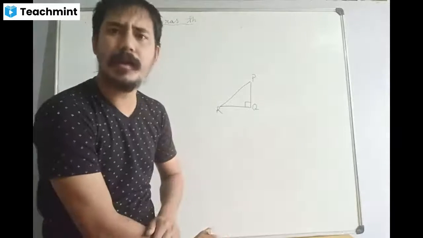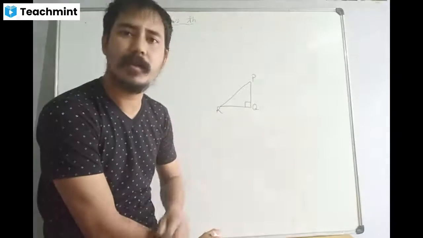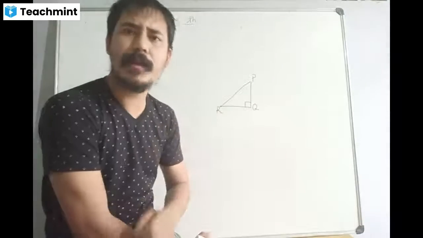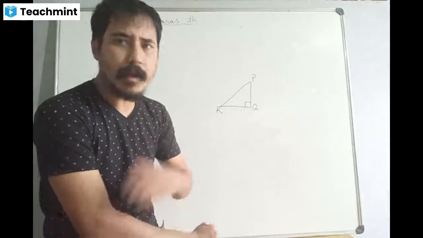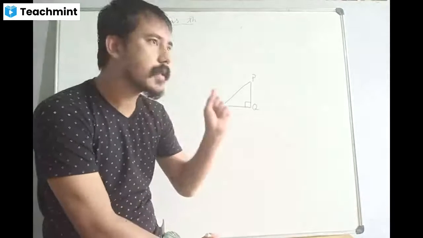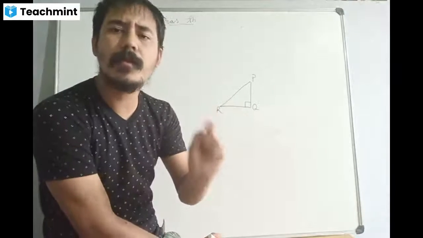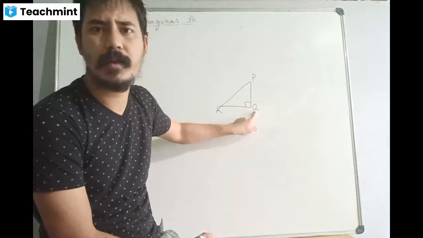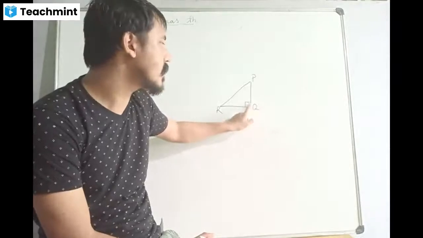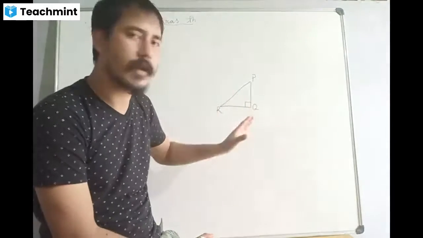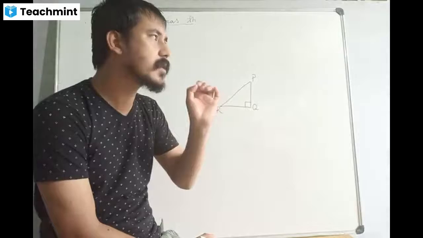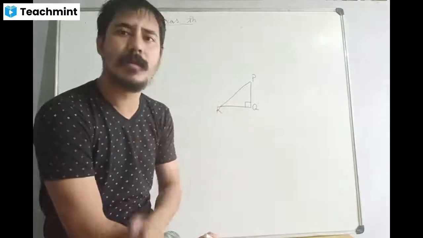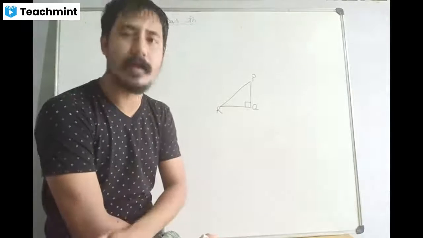Now in a right triangle, there is always a longest side. And how to identify the longest side? In a right triangle, it is the side which is opposite to your right angle. Here your right angle is Q, 90 degrees is at Q. So in a right triangle, the side which is opposite to your right angle is the longest side.